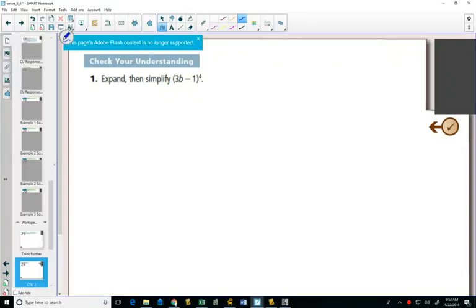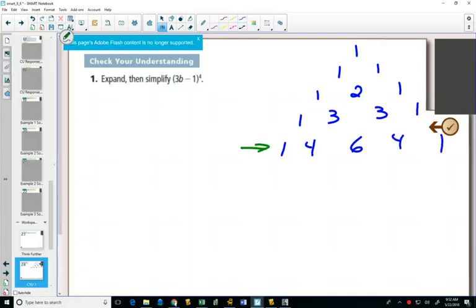So in this one, we're going to use Pascal's triangle. Since it's to an exponent of 4, I'll write out Pascal's triangle here. 1, 2, 1, 1, 3, 3, 1, 1, 4, 6, 4, 1. This is the row that we're going to need to use. Those will be our coefficients.